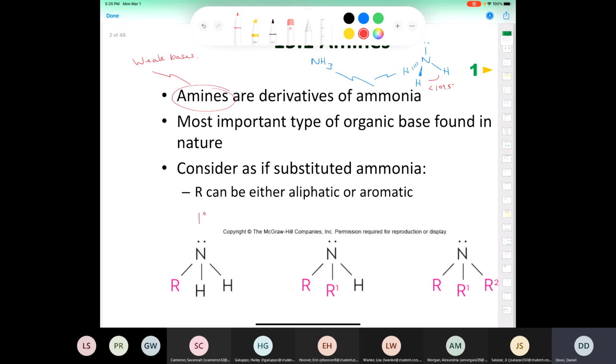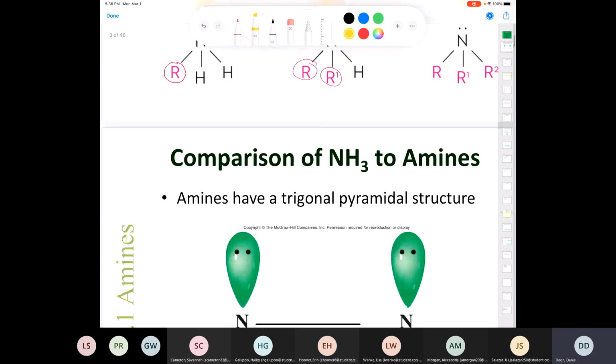So there we go. Anyhow, if we consider them as a substituted ammonia molecule, we can have what's called a primary amine, a secondary amine, or a tertiary amine. And all that is based off of the number of R groups. If you have 1 R group on your nitrogen, you've got a primary, so 1 R group and 2 hydrogens. If you've got 2 R groups and 1 hydrogen, then it's secondary. And if you have 3 R groups, then your amine is tertiary. So you have to know the difference between a primary, a secondary, and a tertiary amine in this class. Very important that you know the difference between those.